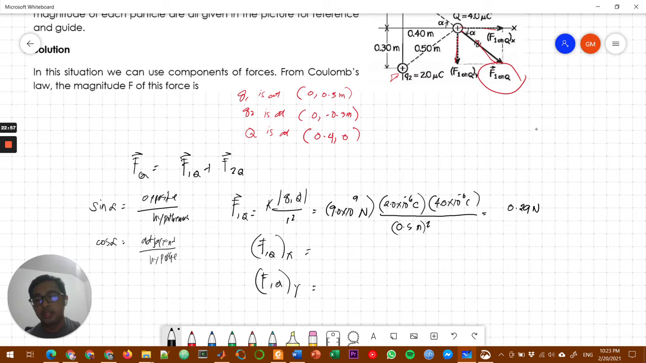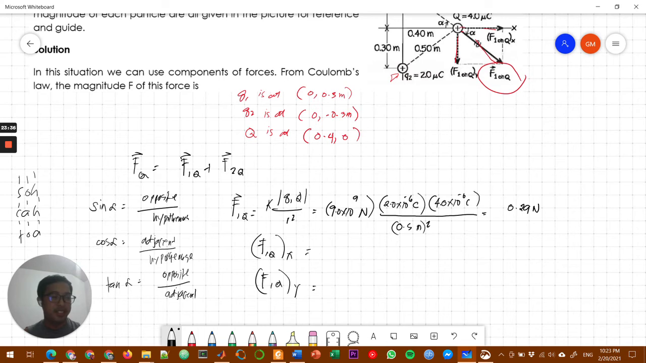Hypotenuse. And then tangent, opposite over adjacent. I hope you still remember this from high school. So SOH-CAH-TOA: you have sine, opposite over hypotenuse; cosine, adjacent over hypotenuse; tangent, opposite over adjacent.